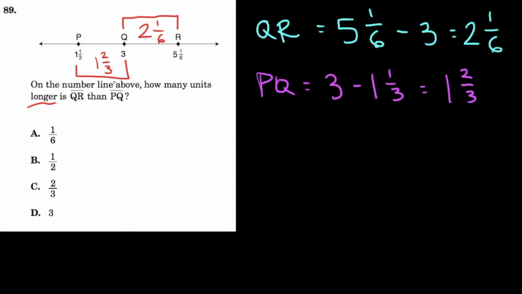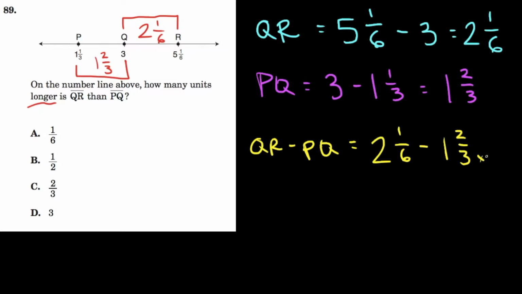So to figure out how many units longer QR is than PQ, we have to find the difference one more time. We have to do QR minus PQ. So that's 2 1/6 minus 1 2/3. Since we're subtracting, we want to find a common denominator. It looks like 6 will do, so I'll multiply the one on the right by 2 on the top and bottom. So this becomes 2 1/6 minus 1 4/6.